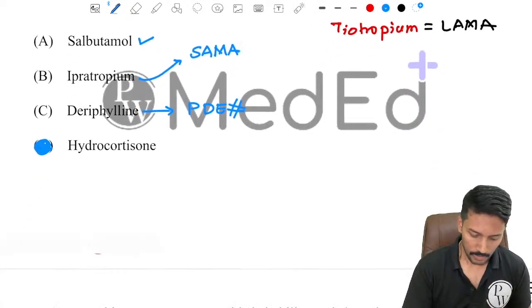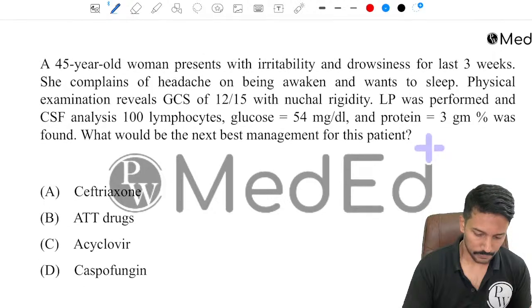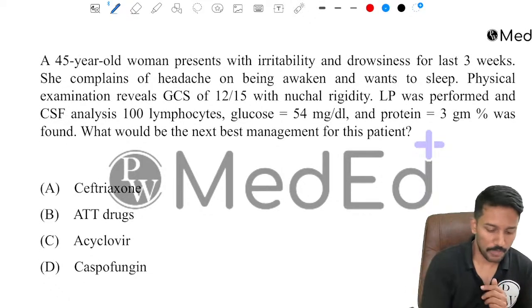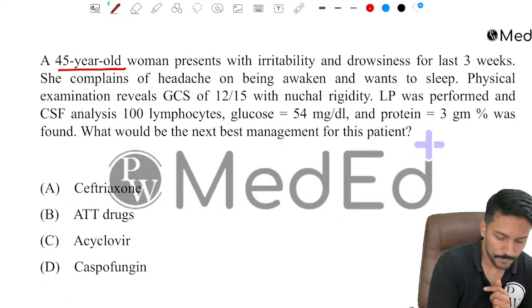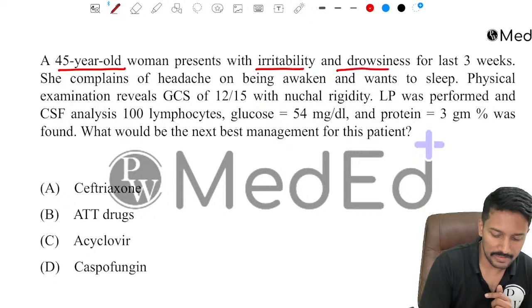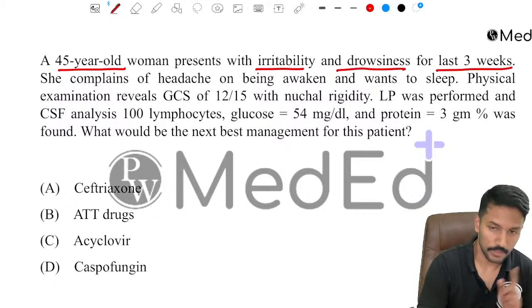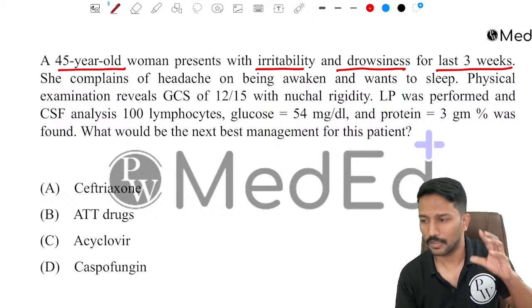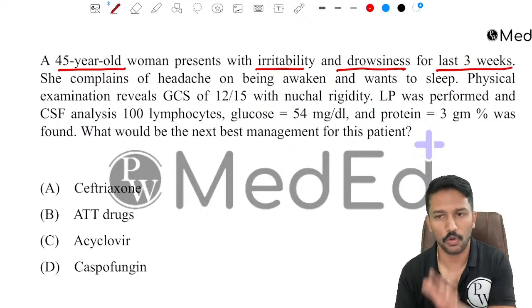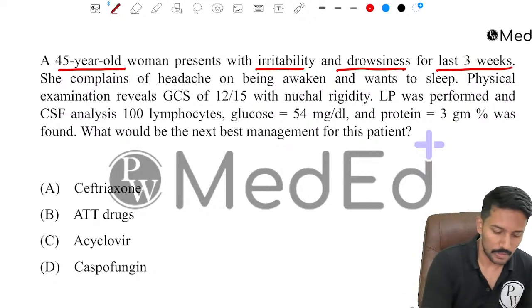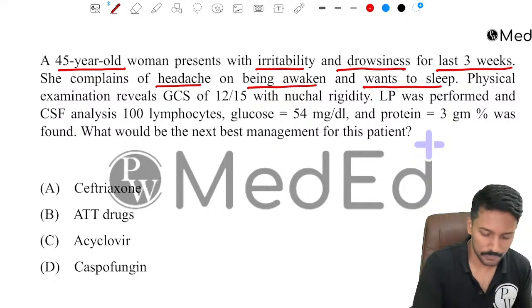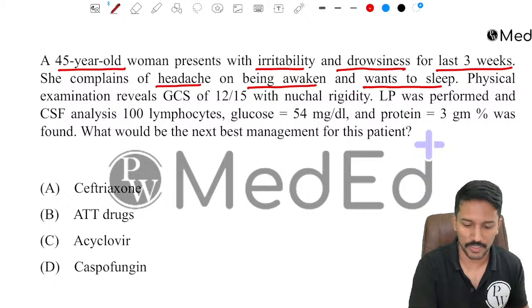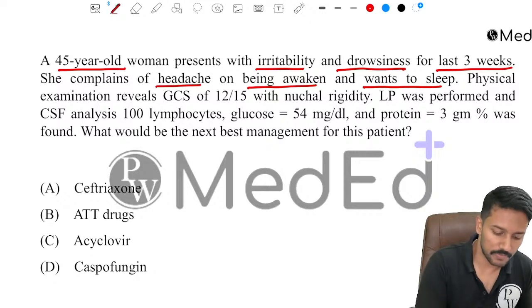Okay. Now, next question. Here we have a 45-year-old woman who presents with irritability and drowsiness for the last 3 weeks. Duration is important. Pay attention to all questions about central nervous system dysfunction. Whenever they talk about it, pay attention to the duration. She complains of headache on being awakened and wants to sleep. So she is irritable, drowsy, and has a headache. Physical examination reveals decreased GCS and neck rigidity.